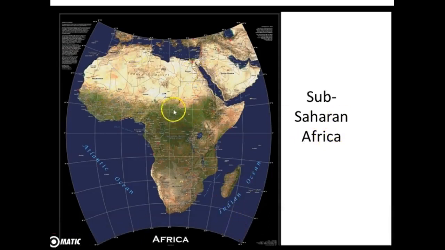Continent of Africa, you'll notice the Sahara Desert, which divides North Africa, which we'll be dealing with next week in combination with Southwest Asia, from Sub-Saharan Africa. So there's a significant separation between the cultures and the landscape of North Africa and those areas to the south, or Sub-Saharan Africa.